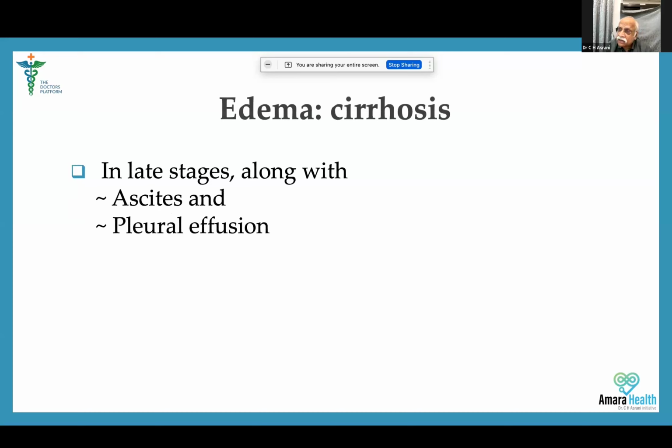Edema of cirrhosis occurs in late stages. Because when a patient gets cirrhosis, the liver is contracted, portal circulation is compromised, and then blood cannot flow. The blood flows backwards. It causes esophageal varices, which causes ascites. It may cause pleural effusion.